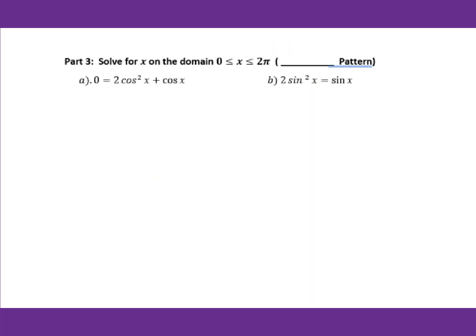Part 3. Solve for x on the domain 0 to 2 pi. As we know, whenever we have an ax squared plus bx pattern, this is a quadratic pattern. For the trig function, since we have cosine squared and also cosine, that means this is a quadratic pattern. The keyword is equal to 0. For a, it's already equal to 0.